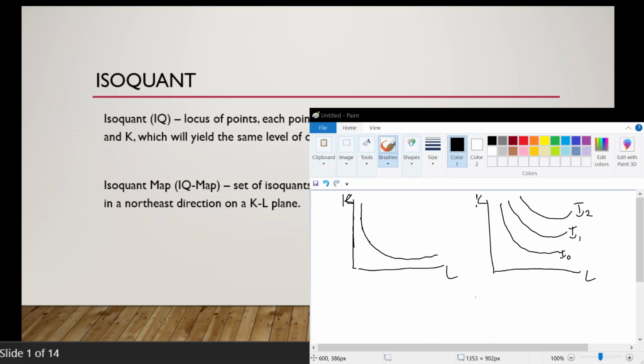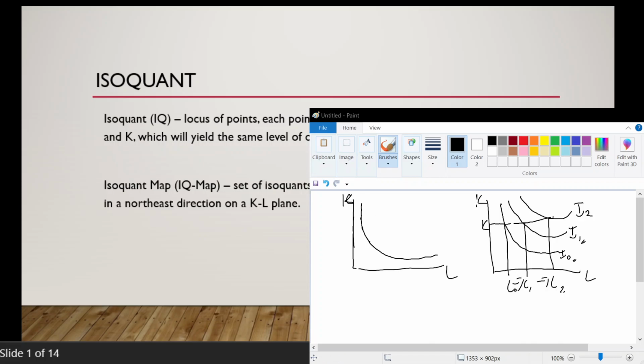So, ibig sabihin, as we go from I sub-naught to I sub-1, tumataas yung output being produced. Okay? Kasi mas madami yung input na available for each combination. Like for example, etong line na to. So we have same level of K, pero yung L natin, dumadami kasi siya. Okay? So, ibig sabihin, mas madami din yung output na mapo-produce natin.